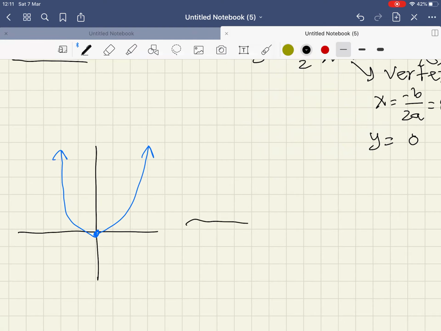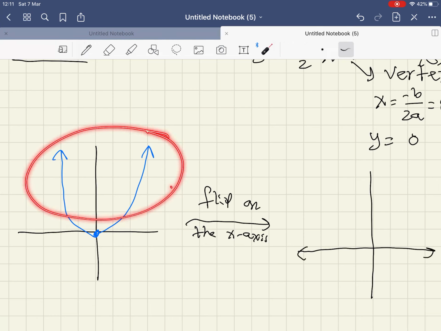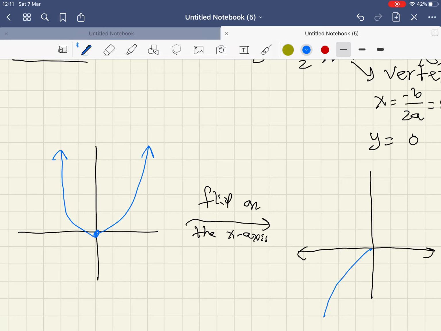Second step is we need to flip it upside down. So flip on the x-axis. Flipping means everything upward will go downward. And that's what we need to do. That's the flip.